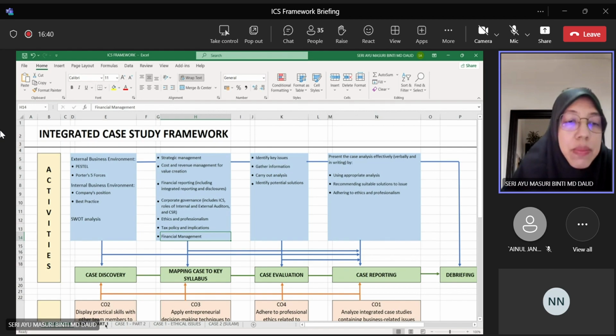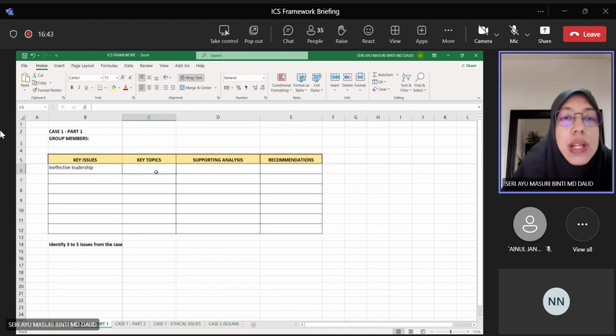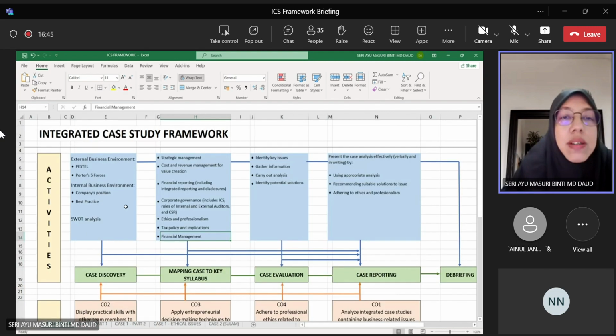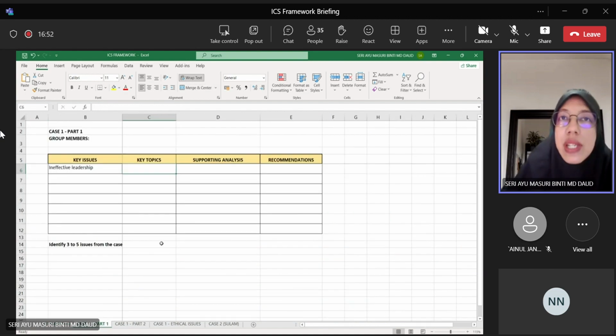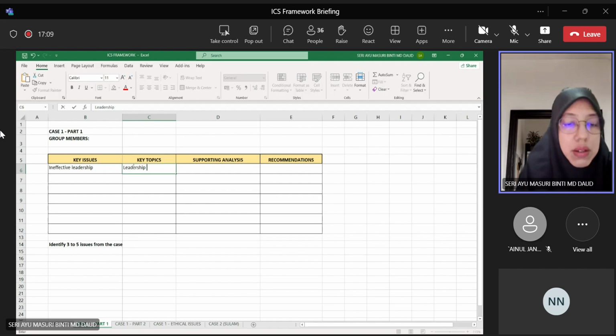So for leadership, let's say your issue is leadership. What topic do you think this one falls under? Most likely it will fall under strategic management, or maybe also management accounting, because I know that you learn about motivation theory and leadership theories under management accounting as well, right? So you can put strategic management, or you can make it even more specific, like leadership theory, for example, or leadership style. Okay, no problem. Maybe you can be flexible with how you write this.